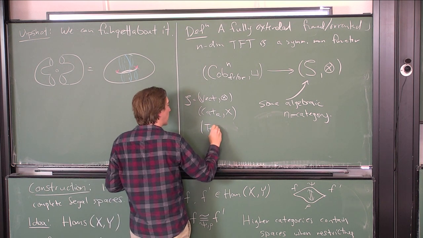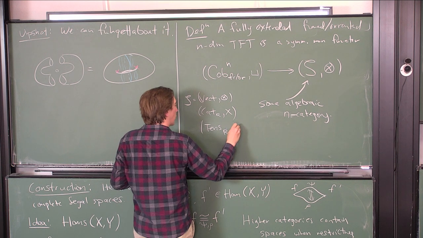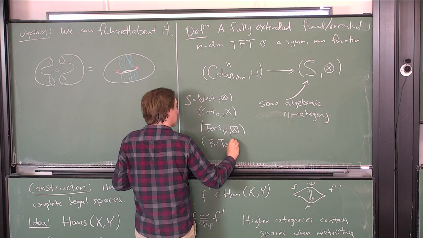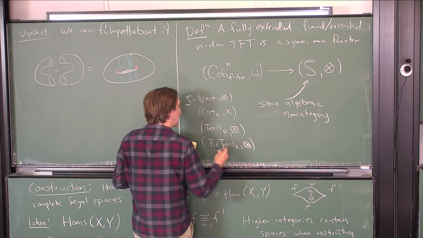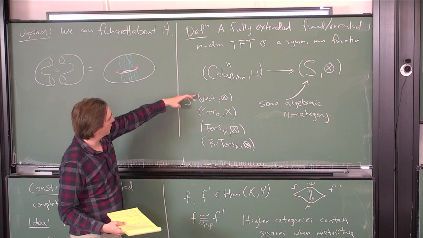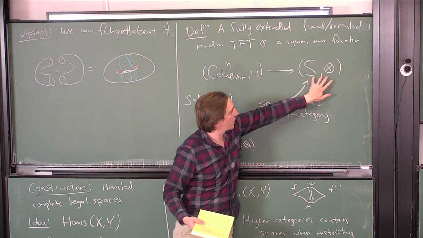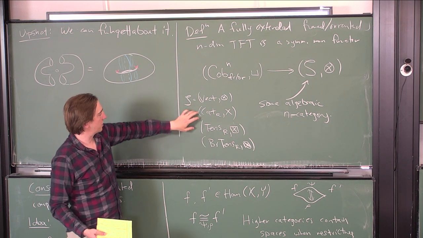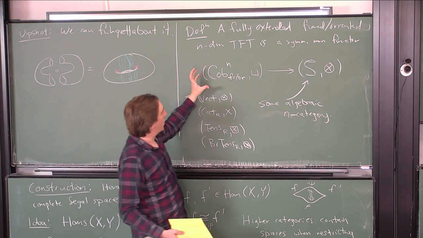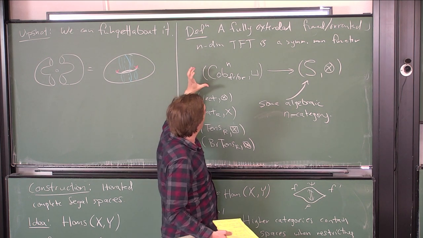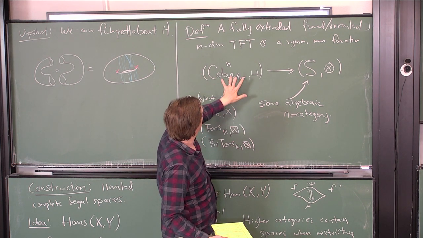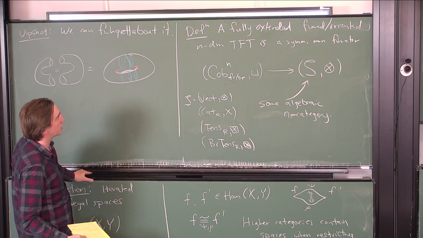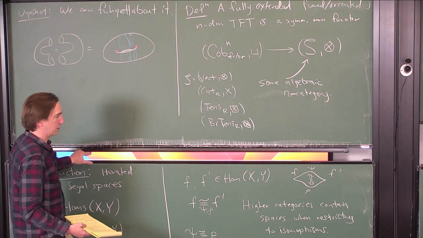We can talk about tensor categories with what's called the Deligne tensor product. We can talk about braided tensor categories. I'm just trying to give you the idea that there's a nice class of algebraic gadgets where you want to do the computations that we'll be discussing throughout the series. And what we're looking for in a fully extended TFT is a way to map manifolds into algebraic structure. That's the mathematician's notion of a fully extended TFT.